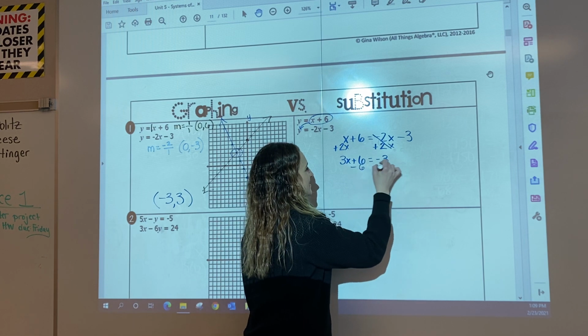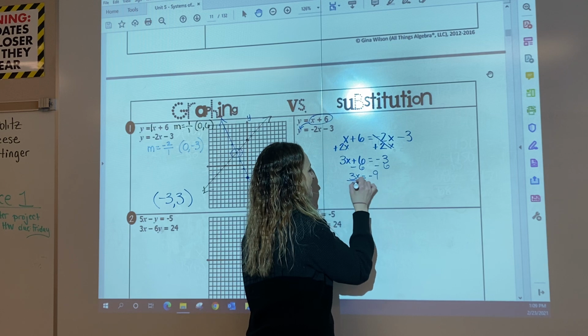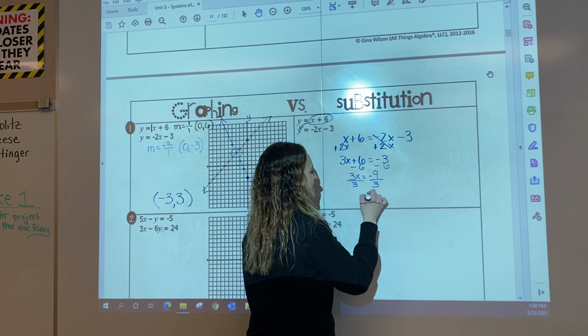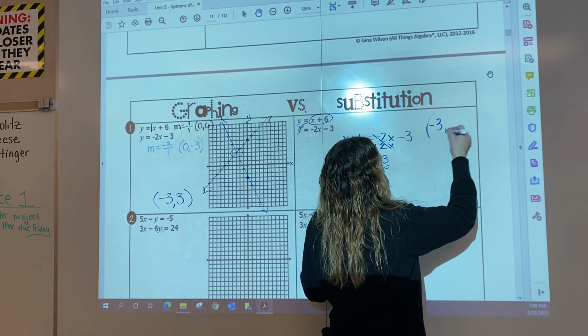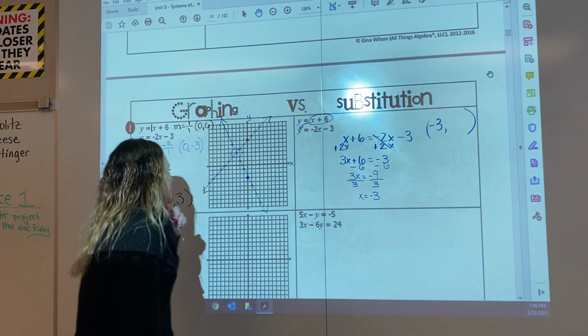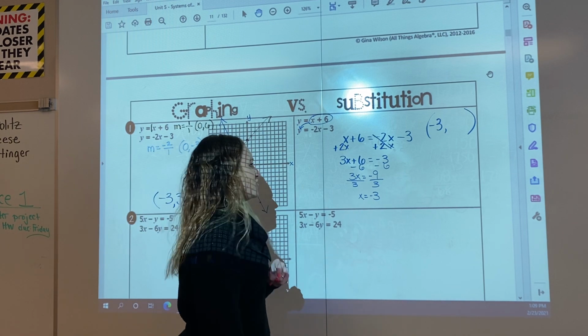Let's subtract 6 on both sides. So now 3x equals negative 9. And if I divide by 3, I find out that my x equals negative 3. There's half my answer. I have a prediction that my y is going to be 3, but let's find out for sure.